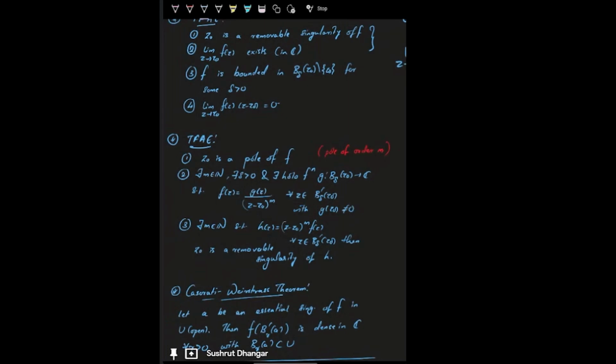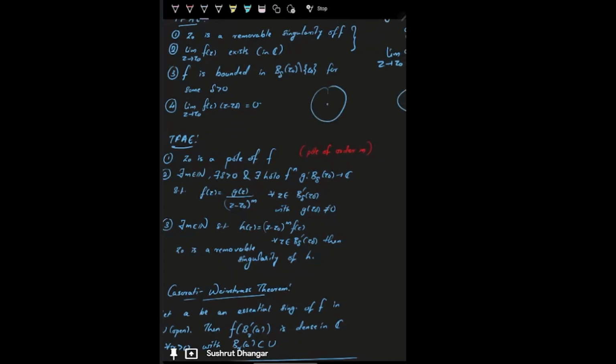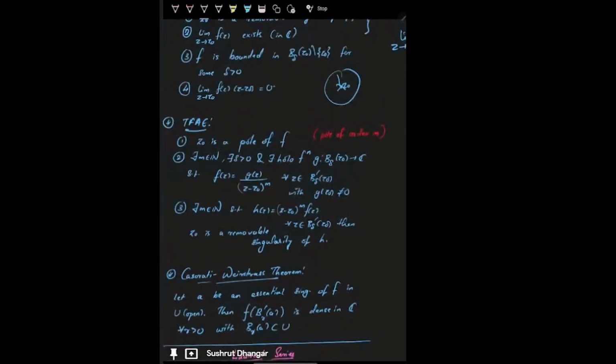Likewise we can go further: if the limit of f(z) as z goes to z0 exists, this is equivalent to saying that f is locally bounded in the punctured disk, that is f is bounded in the disk centered at z0 but not exactly, so we are removing the point z naught, which is equivalent to saying that the limit as z goes to z naught of f(z) times (z minus z naught) is equal to 0.